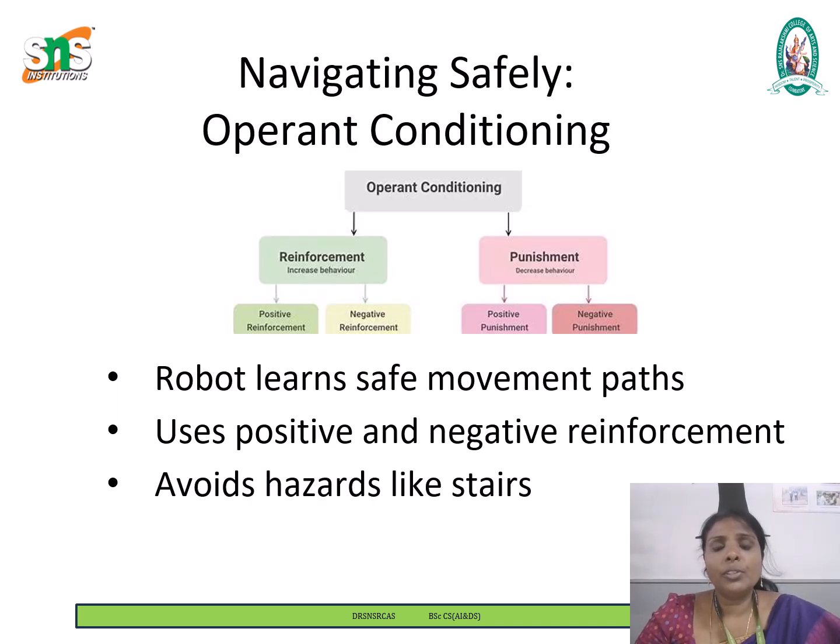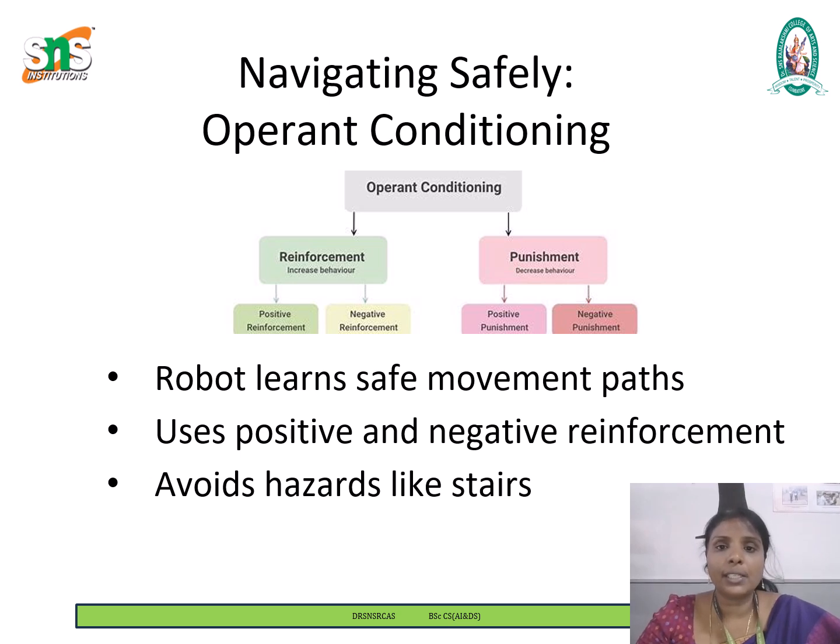Next one is operant conditioning. This is one of the techniques we are using in advanced robotics. A robot can learn safe movement paths by using a combination of positive and negative reinforcement within a learning framework such as reinforcement learning. In this process, the robot receives positive reinforcement, such as rewards, when it successfully navigates safe areas or completes desired tasks. Conversely, it receives negative reinforcement, such as penalties, when it approaches or interacts with hazardous areas like stairs or other dangerous obstacles.